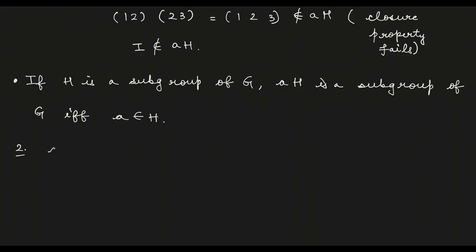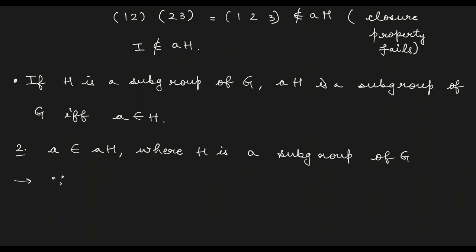Next, a belongs to aH where H is a subgroup of G. Simple reason for this: we know that identity belongs to H because H is a subgroup of G, so it has identity. Therefore I can write a as a times e. This is equal to a, so this belongs to aH.